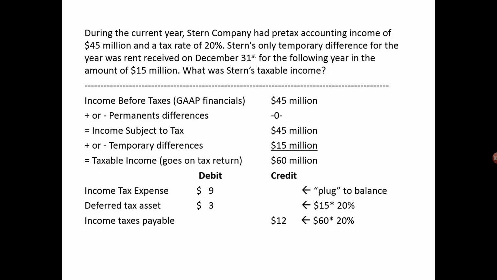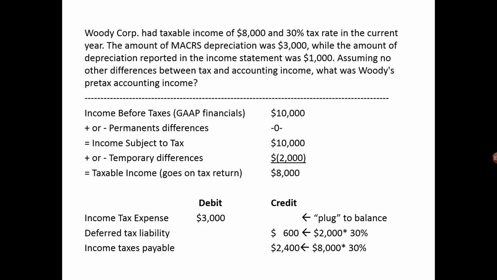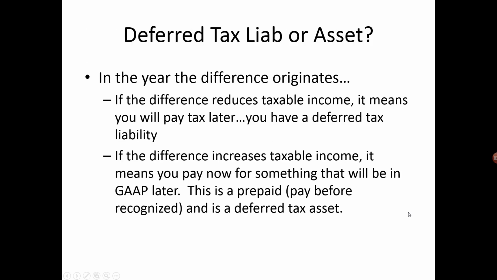All right, so you notice here that the $15 million increased taxable income. Let's go back here. Here, the depreciation decreased taxable income. So that can be helpful to you in deciding whether you have a deferred tax asset. And then as it turns around, you're just emptying out the original either asset or liability.